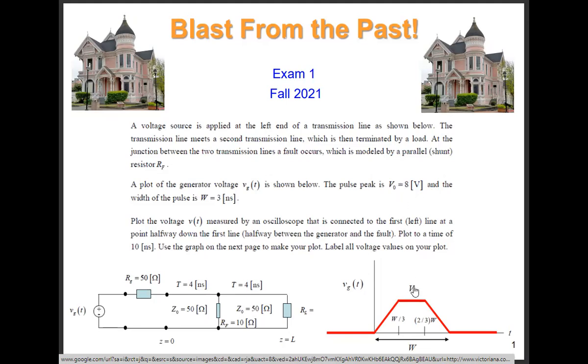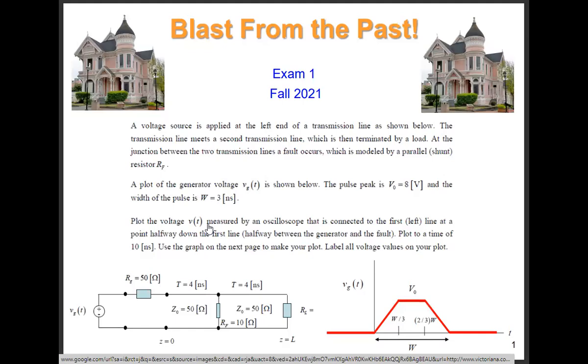The pulse peak, V0, is 8 volts, and the width of the pulse is 3 nanoseconds. So 8 volts here and 3 nanoseconds. Now notice these breakpoints here are 1/3 of the way down and 2/3 of the way down, and the entire width is 3 nanoseconds. So this time right here is 1 nanosecond, this time is 1 nanosecond, and this time is 1 nanosecond.